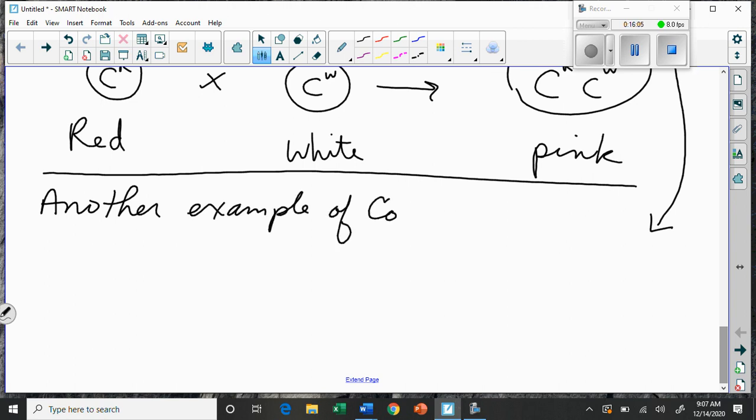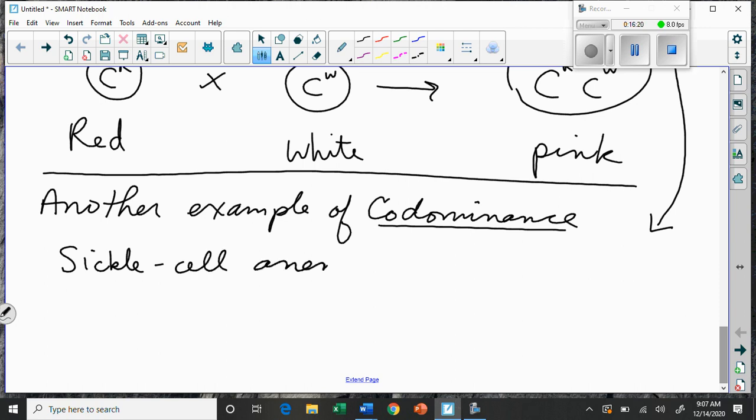And this is a human example. Codominance. And it's something called sickle cell anemia. Sickle cell anemia. And this is a disease that is caused by a genetic situation. I'm going to tell you how it works in a minute.